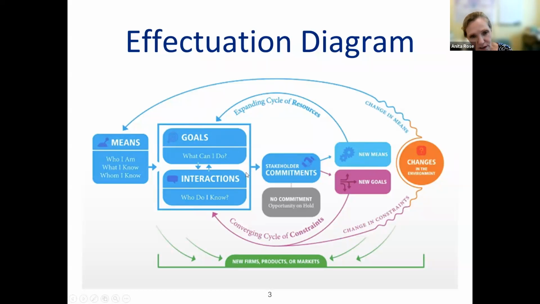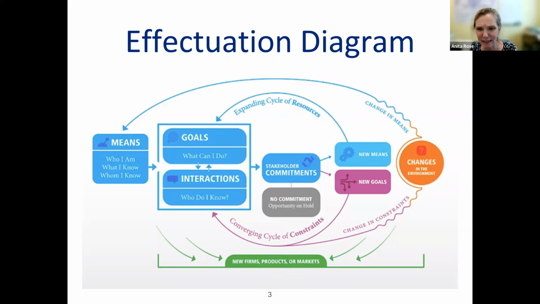This moves along from the goals and the interactions over to stakeholders' commitment, and you can form new goals or new means from this section. This also applies to maybe no commitment, which means the opportunity is on hold, and we may need to perhaps pivot into another business model. Also, we have new firms, products, and markets. That's really what we're looking into moving along.